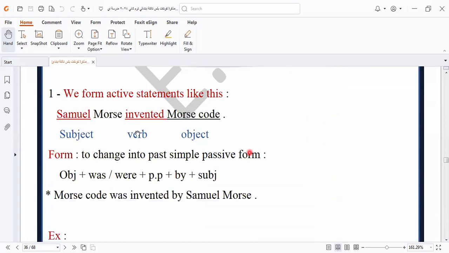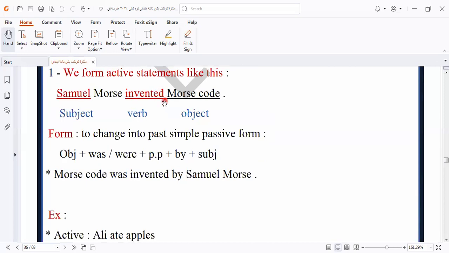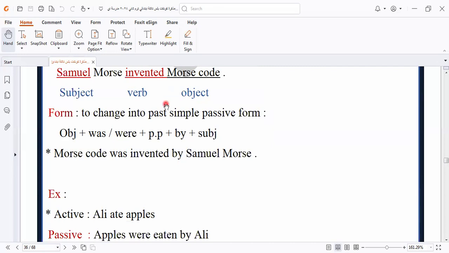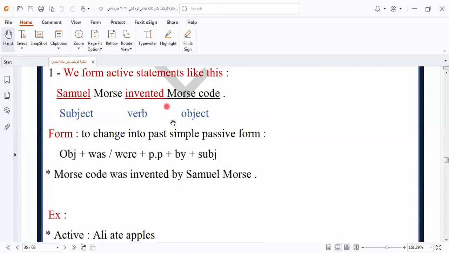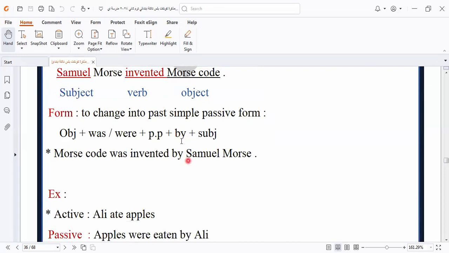We have another type of passive voice in the past form. Let's learn more about this. Samuel Morris invited Morris school. So the sentence is subject, verb, object. But the verb here is in what? In the past form. So can I use is, as in the present simple? No. Here I will use the verb to be in the past, was and were. So the answer will be what? Morse code here is invited. Morse code is singular. So I put was invited by someone else.